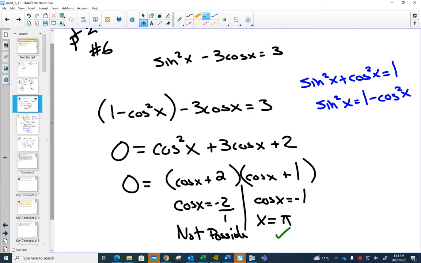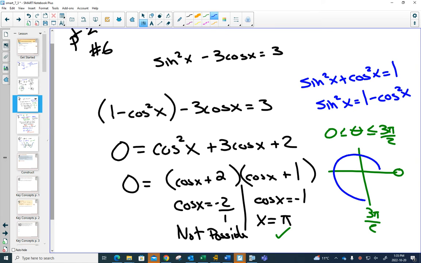So if the domain was between 0 and 3 pi over 2, that would check from here up to here. That's where you would check. Yes, you still would only have pi as your answer. Because there were no answers in quadrant 4, that wouldn't affect it in this case. But you have to check the domain at the end anyway, to make sure that your answer fits within the domain that was given.